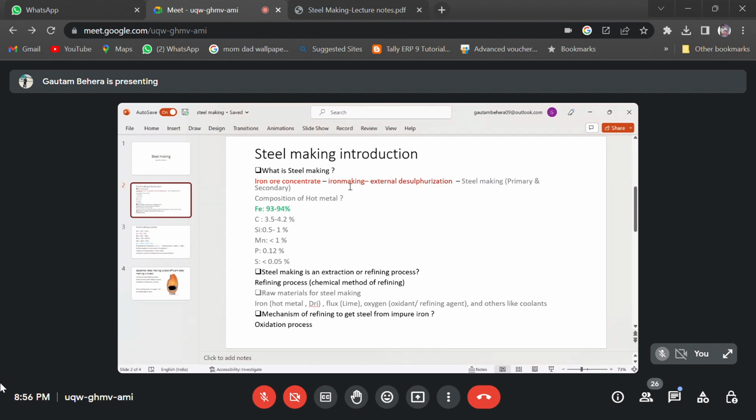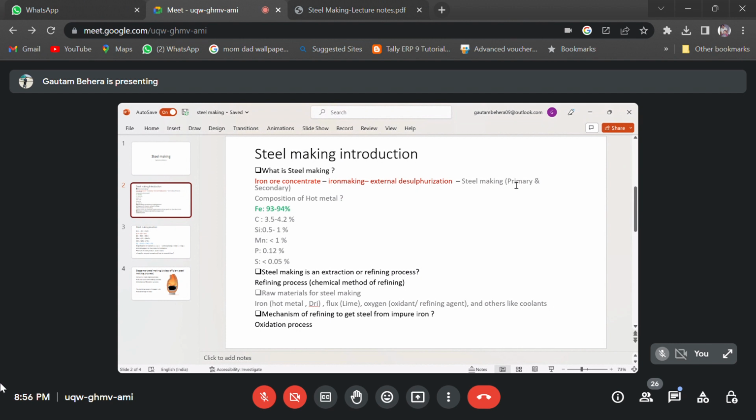We can have a route like iron making, then we can have steel making, then we can have external desulfurization. That also can be done. But why are we doing external desulfurization first, then we are making steel later? Can anybody answer this one? This is a very important question.